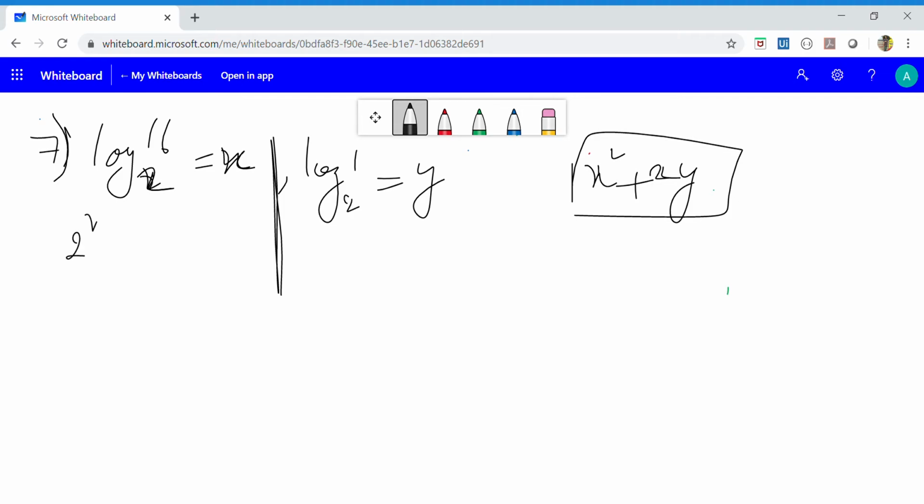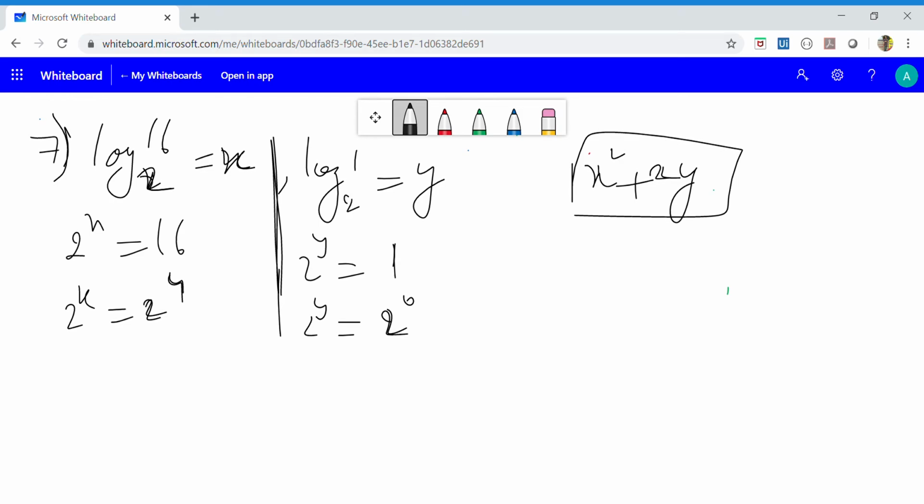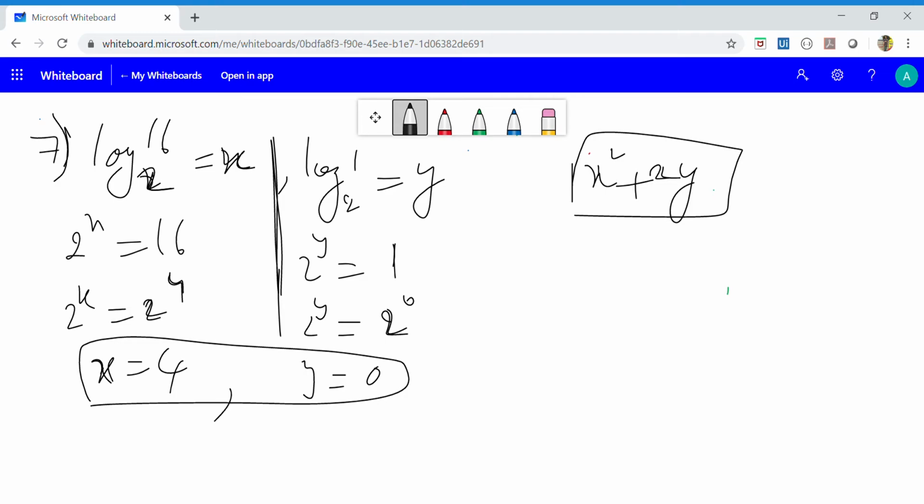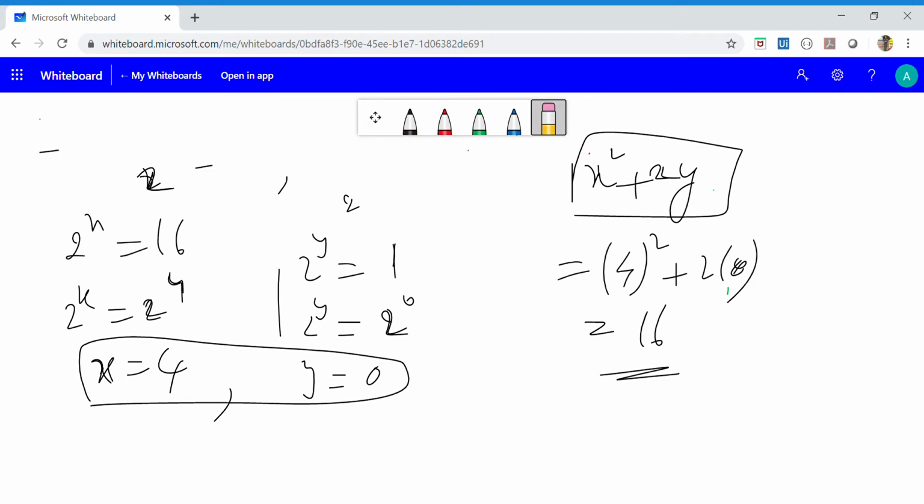Exponential form is 2 power x is equal to 16. Here 2 power y is equal to 1. So 2 power x can be written as 2 to the power of 4. 2 power y can be written as 2 to the power of 0, because 1 can be written as a power 0, and a power 0 is equal to 1. Then x is equal to 4 and y is equal to 0. Then substitute here: x square means 4 square plus 2 into 0. So 4 square is 16, 2 zeros are 0, so plus 0, and 16 is the answer. That's all. Understood now?